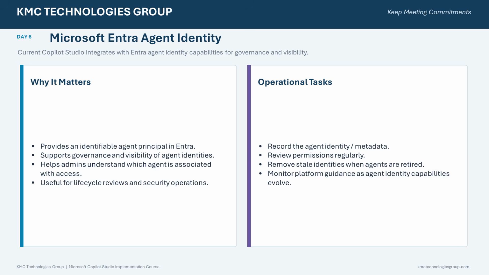Modern Copilot Studio environments also integrate with Microsoft Entra agent identity capabilities. This provides an identifiable agent principal in Entra and improves visibility for administrators. Security teams can better understand which agent is associated with access and activity. Operationally, organizations should record the agent identity and metadata, review permissions regularly, remove stale identities when agents are retired, and continue monitoring Microsoft guidance as agent identity capabilities evolve.